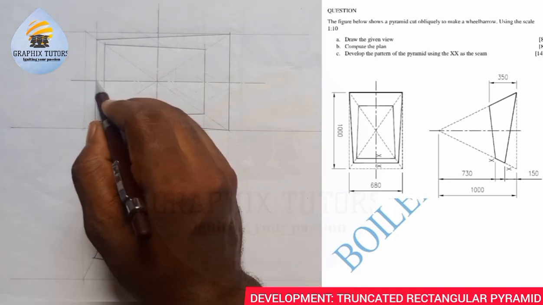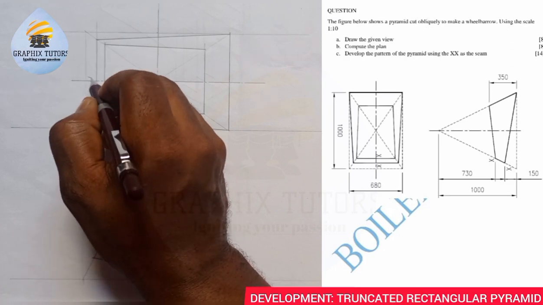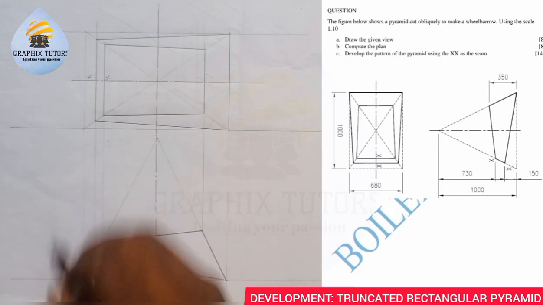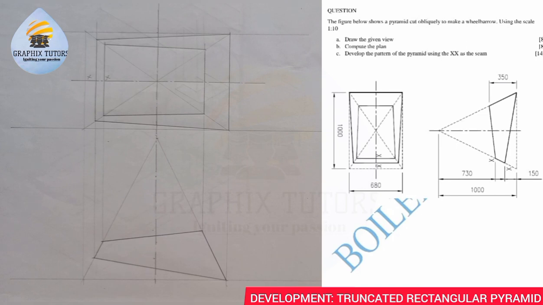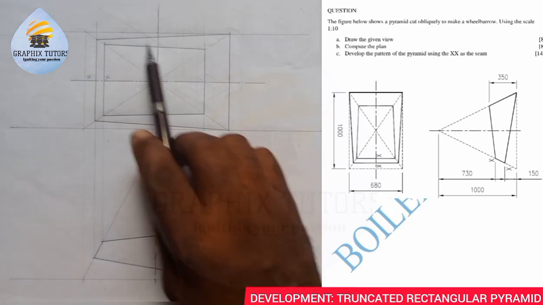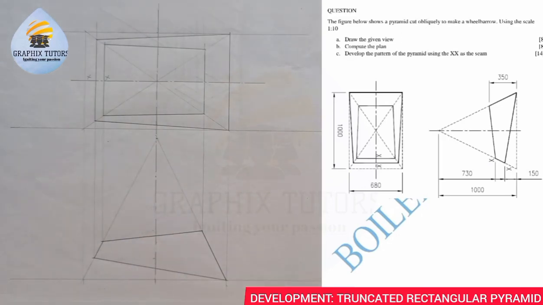So this is the section here. It's being cut at this side, X, X. So after that, this is the first thing we're doing here. The next thing we're doing is to complete the plan. I have completed the plan, right? I drew the given views, then completed the plan, then we will develop the pattern.